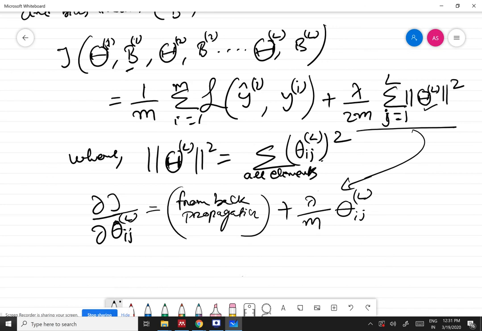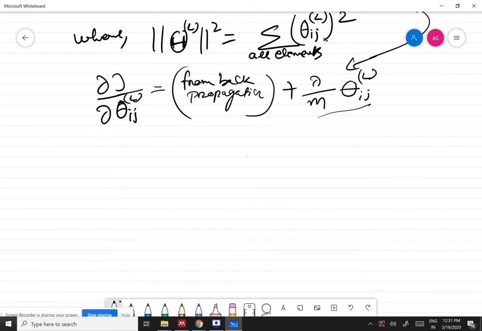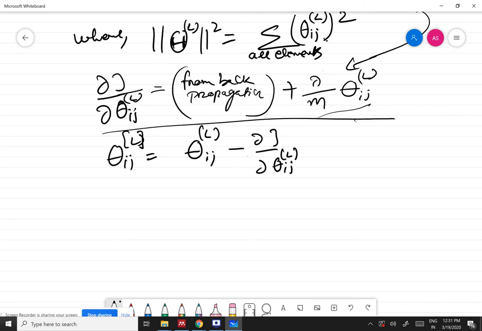Basically this is the sum of all the theta ij squared, so if you take the derivative with respect to theta ij, all the others drop out and only the same theta ij remains. So for any particular theta ij, you will have one additional term, which is lambda by m theta ij^l. Once you have this gradient, you can do gradient descent, just like theta ij^l can be iterated the way it is done in assignment number 7: minus ∂J/∂θij^l, which is this part. Here you will have one additional factor, lambda by m theta ij^l, and this can be done completely vectorially.